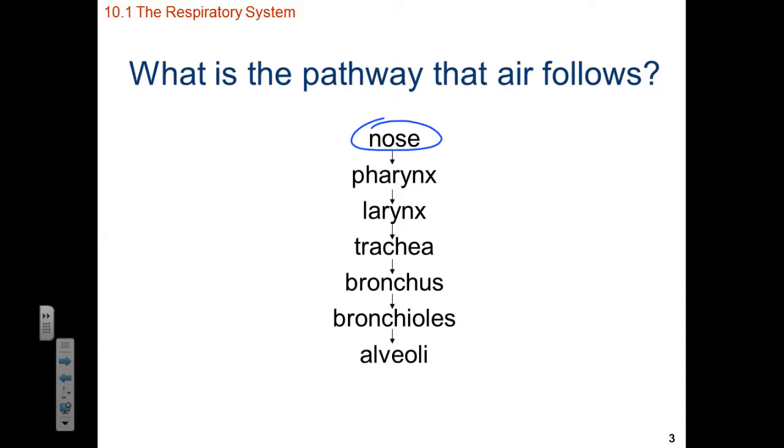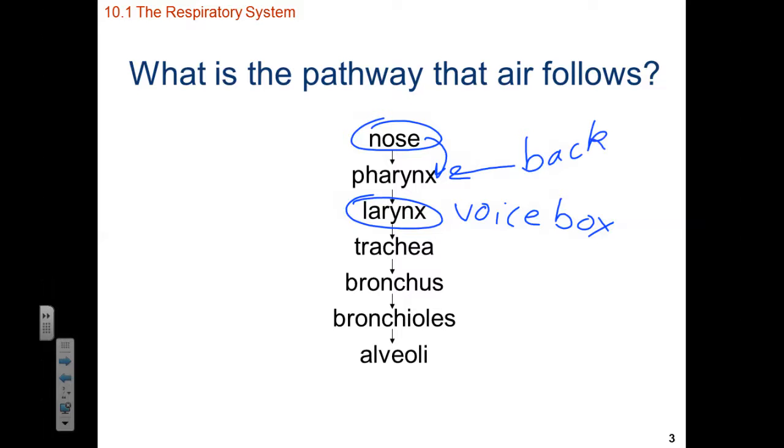And that air will go from the nose to the pharynx. You can think of the pharynx as the back of the throat. The pharynx is a passageway that has both food and air going through it. After the pharynx, the air is going to be diverted into the larynx. You can think of the larynx as the voice box. And then, as I mentioned before, that pharynx you can think of as the back of the throat. I'm pretty sure I spelled throat incorrectly there, but oh well.